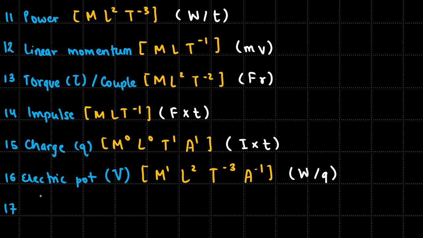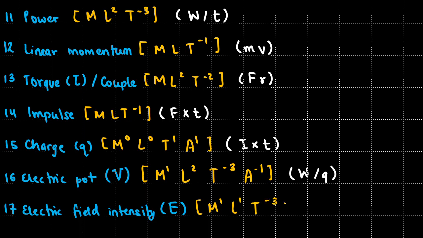So now 17, we are going to talk about electric field intensity. What is electric field intensity? It doesn't matter right now, but its symbol is E, and its dimension is M1 L1 T minus 3 A minus 1, and its formula is F upon Q, force upon charge. So now let's go to the next one, 18.